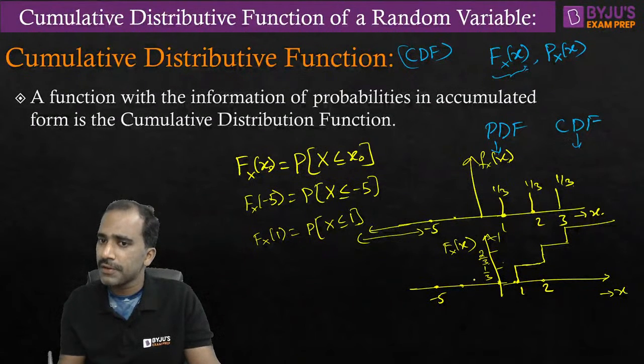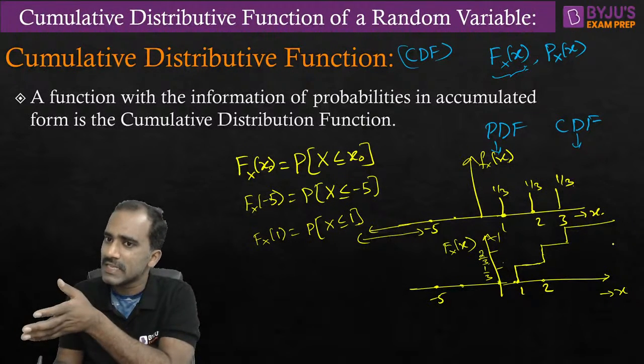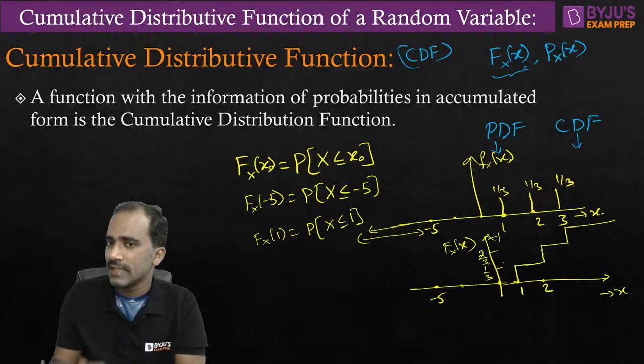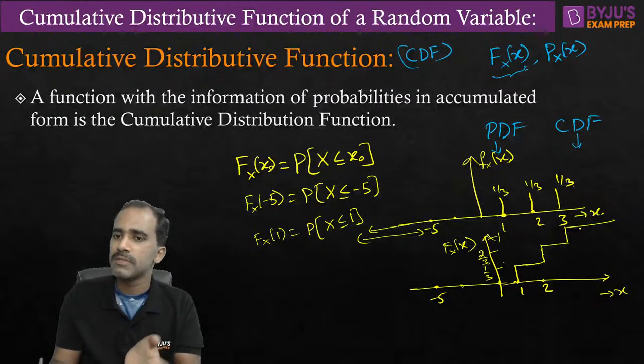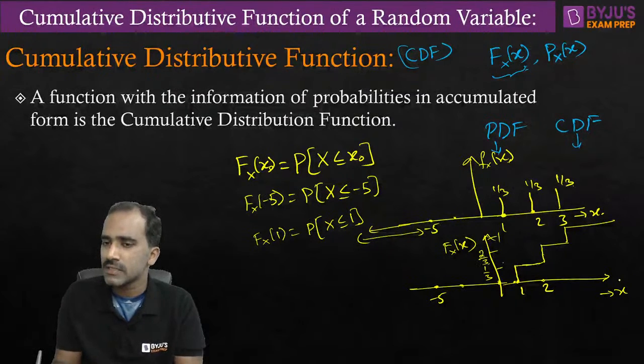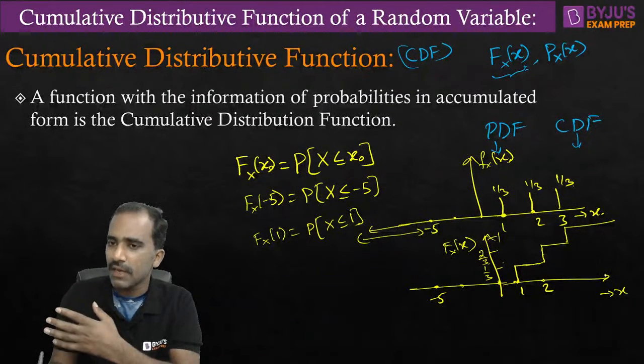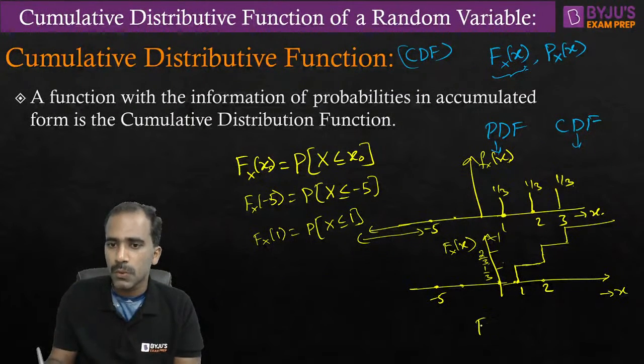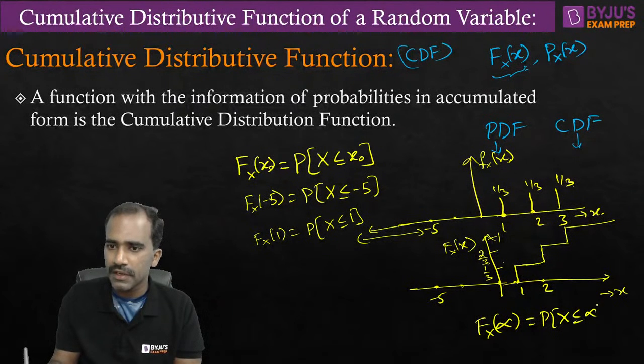In CDF, what we are doing is adding up the probabilities. As you keep adding, after some value of x the CDF value will become 1. At least at infinity it will become 1. In this case, after 3 it is becoming 1. For other random variables it will become 1 after some value of x, but definitely at infinity it will have a value of 1. So what is the value of the CDF at infinity? Understand this: P of x less than or equal to infinity.